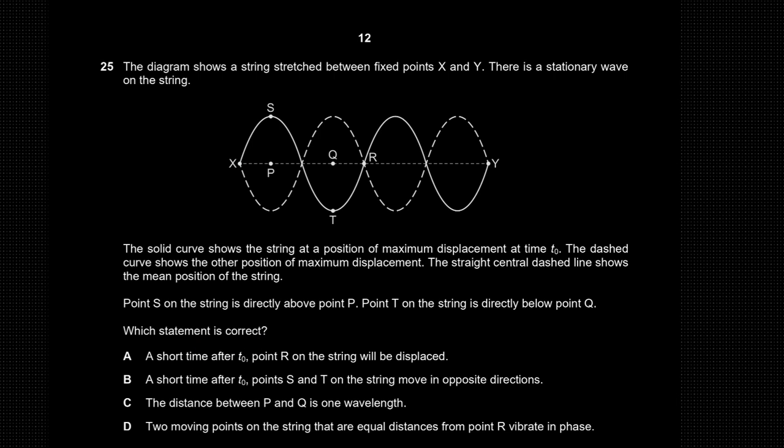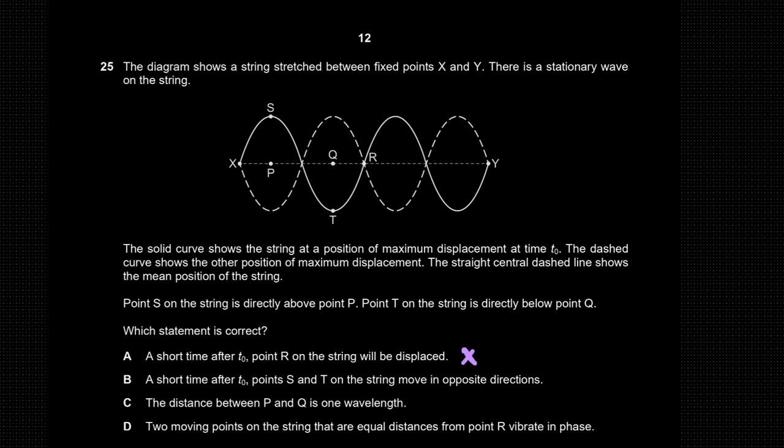Which diagram is correct? So if you look here, P and S are basically the antinode positions, right? This is the antinode, this is the node, and this is another antinode position. So which statement is correct? We are shown the max displacement line, the solid one, which is at t naught. A short time after t naught, point R on the string will be displaced. This is false because this is a node, this will never move.